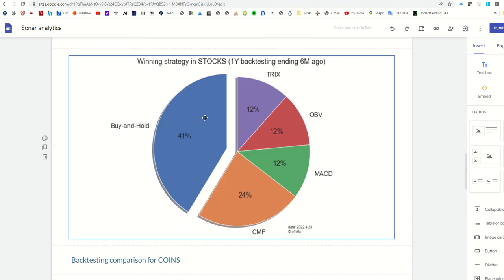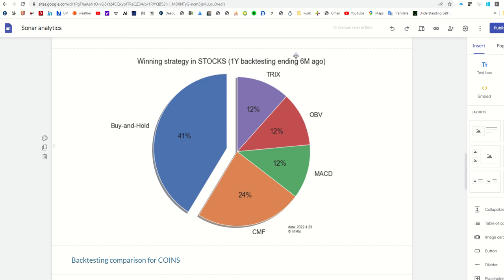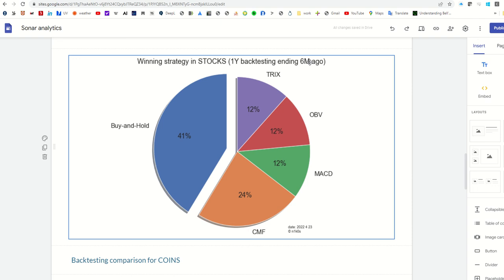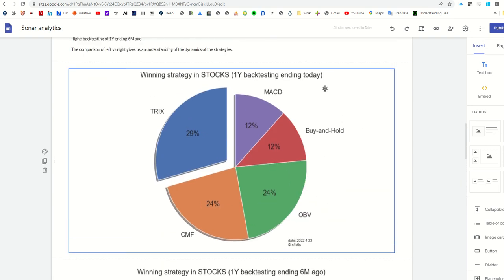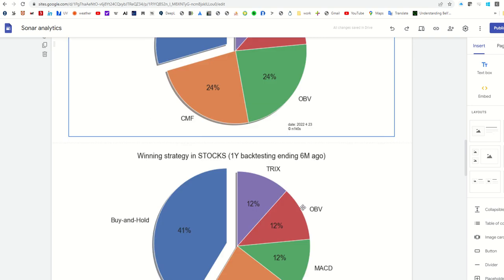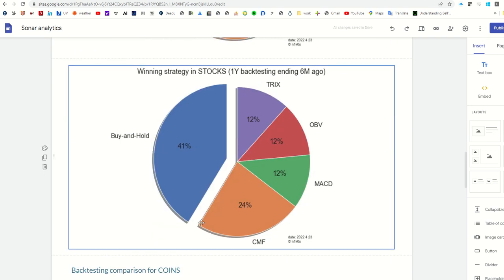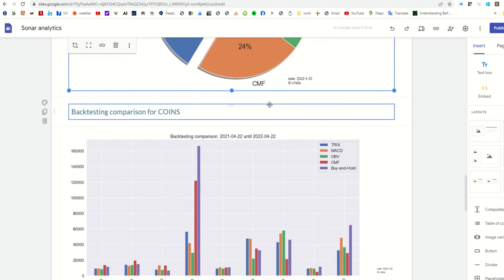My interpretation of why buy and hold wins in this backward backtesting is because back then we were in a much better macro environment, and simply holding the stock would give you already a lot of returns. Overall, my conclusion here is that these volume indicators are quite interesting, apparently, because at least Chaikin money flow appears in both. Let's go to the coins.